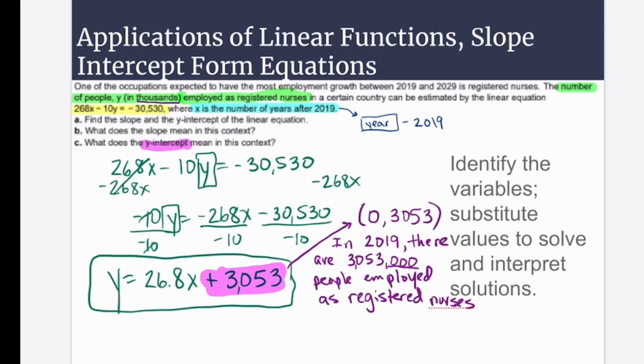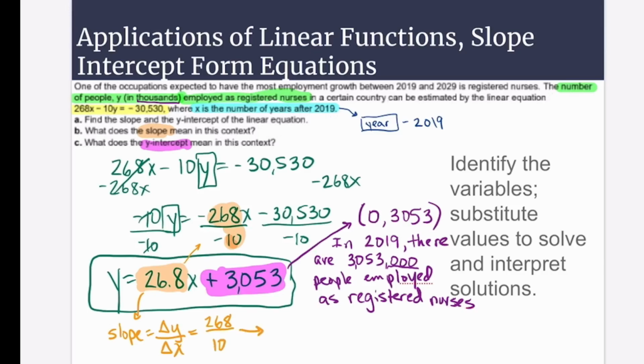So now we can look at the slope. What does the slope mean? Well, here the slope is 26.8. Now the slope is a relationship. Slope is the change in the y values divided by the change in the x values. So that means the y's are changing by 26.8, or even if you look at the original slope, right? It's 268 over 10.